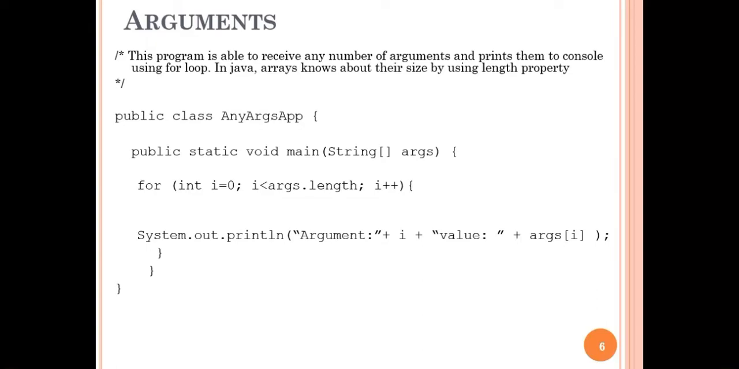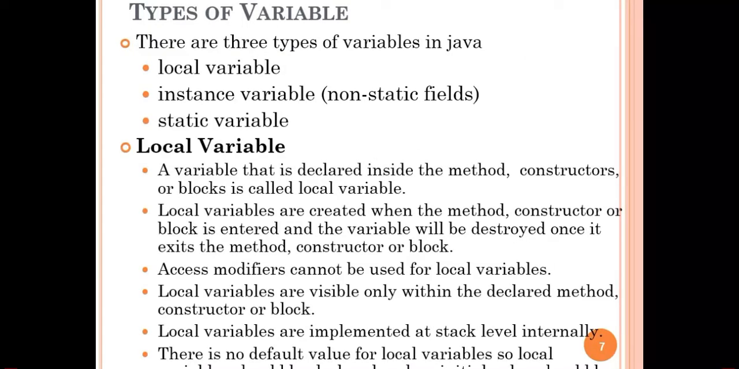Types of variables. There are three types of variables in Java: local variable, instance variable (non-static field), and static variable. A local variable is a variable declared inside a method, constructor or block. Local variables are created when the method, constructor or block is entered, and the variable will be destroyed once it exits the method, constructor or block.